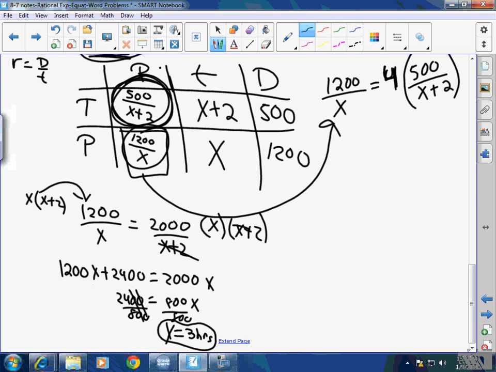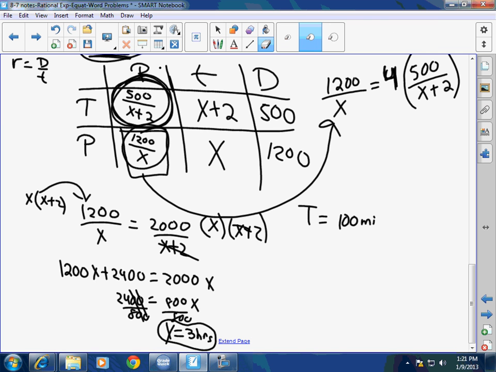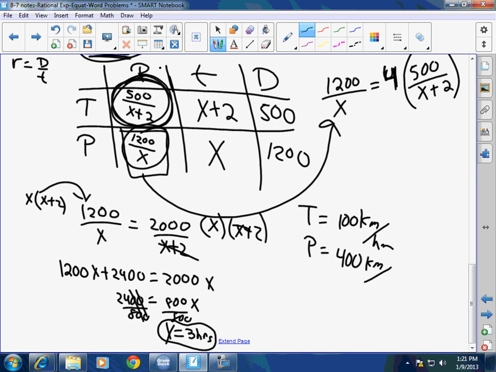So what's 500 divided by 5? 100, guys. So the train travels 100 miles per hour, or kilometers per hour, whatever it is. Is it kilometers? Yeah. It's kilometers. And the plane, 1200 divided by 3 would be... and then again, does this make sense? Yes, because doesn't the plane have to be 4 times as fast as the train? Does that make sense, guys?